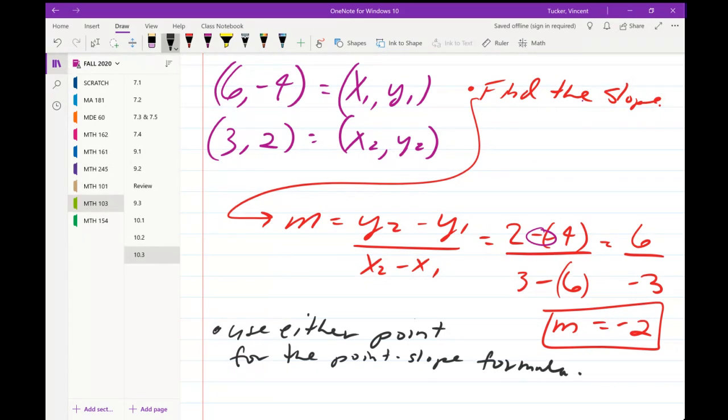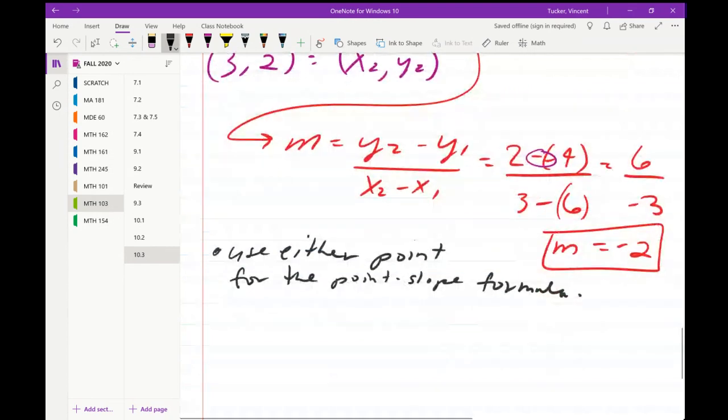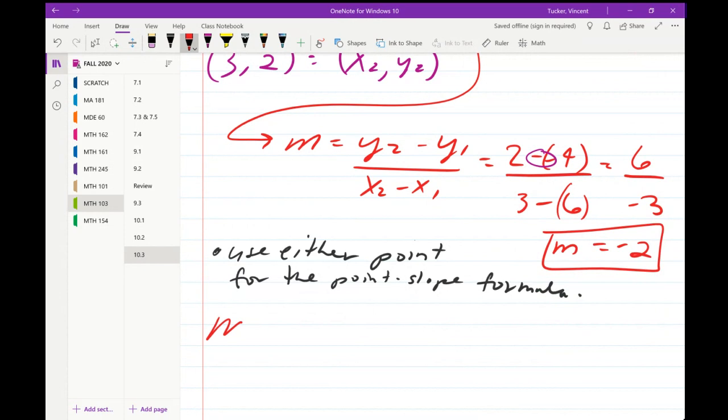So next, we're going to use our point slope formula, which is what we started off talking about in this section. So we use either one of those points. It doesn't matter which one we use. I'm just going to go ahead and use the one I've already called x1, y1. Once again, it doesn't matter though. The line runs through both points, so either way, you should still get the same line.